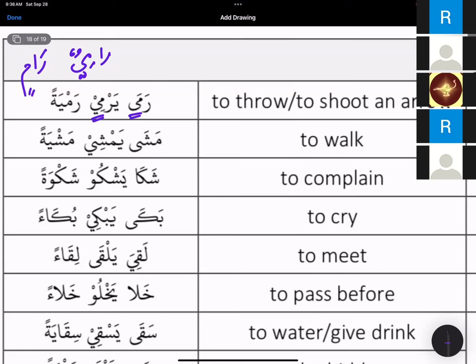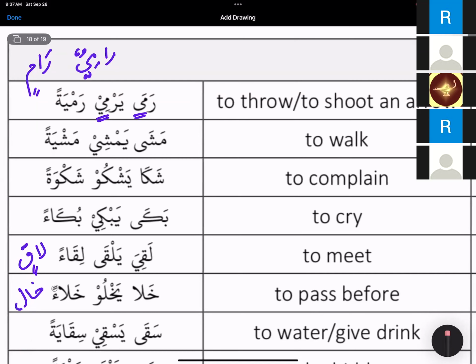Lakiya yalka likaan fahuwa Lakin. Who would be lakin? The one who's meeting, visiting or meeting. Khala yakhlu khala'an fahuwa Khalin. Saka yaski sikayatan fahuwa Sakin. In Urdu poetry, saki. That's a different kind of Saki. Okay, so that was the practice of ism fa'il.